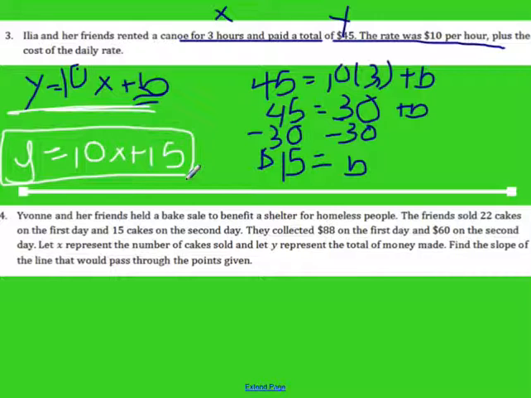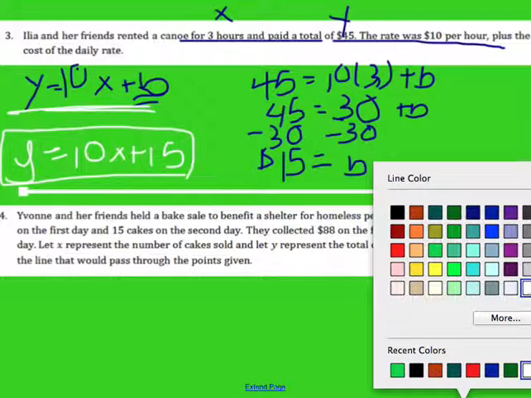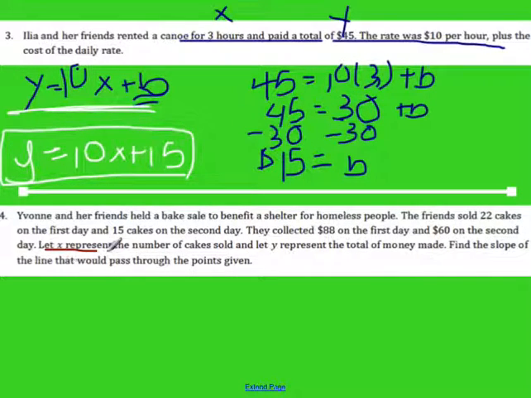Let's take a look at number 4. Yvonne and her friends held a bake sale to benefit the shelter for homeless people. The friends sold 22 cakes on the first day and 15 cakes on the second day. They collected $88 on the first day and $60 on the second day. Let x represent the number of cakes sold, so that's really important. x represents the number of cakes sold and y represents the money made.